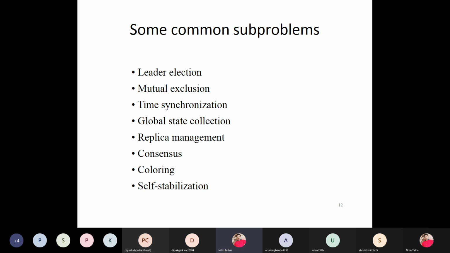These are some of the common sub-problems: leader election, mutual exclusion, time synchronization. As we have seen the issues, the same issues can be depicted here. How to manage the replicas is related to replica management. Then global state collection. This global state collection is a separate unit, in the distributed consensus unit number 4, unit number 5.